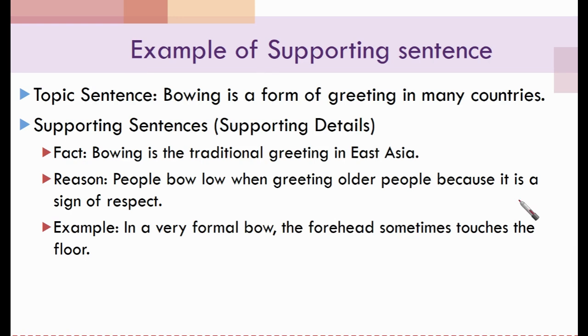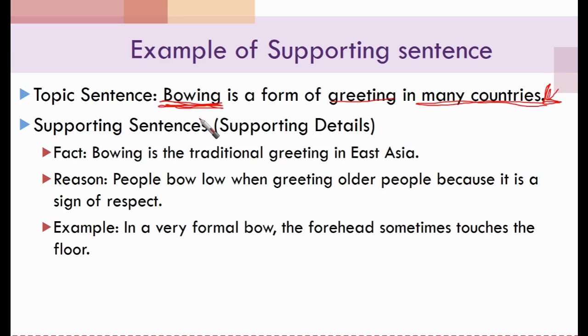Okay, let's look at an example together. This is actually very interesting. I have my topic sentence for body paragraph 1: Bowing is a form of greeting in many countries. In many countries like Korea, we bow, we say hello, sometimes we wave a hand. But in Confucian countries like Korea, they bow to each other, maybe to elders, to a teacher, to a professor. We bow because it's one of the forms of greeting, right?